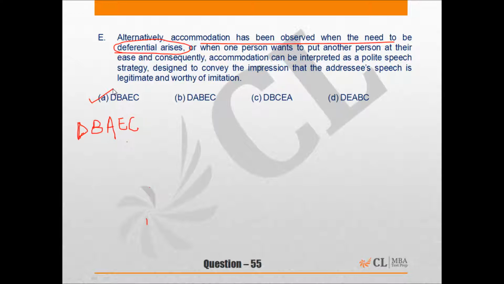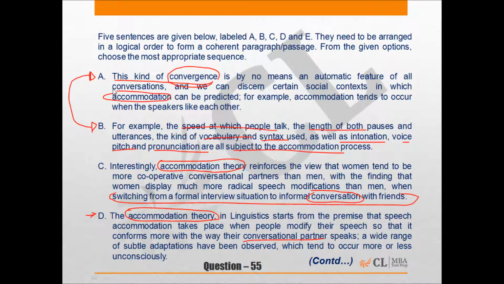I can explain it once again to you in short. D is the starting sentence, since it gives you the definition of the entire accommodation theory, right? Then the adaptations which are mentioned in D are further exemplified in B, right? See, it says here the adaptations in D, the modifications, the adaptations, they are further given in B. The example of those is given. Then such convergence, that they are all subject to accommodation process, has been talked about in A. A further discusses the topic. It cites an example to show how accommodation tends to occur.